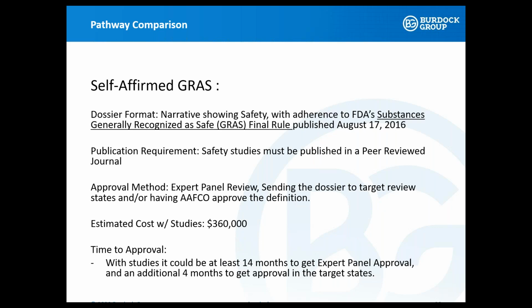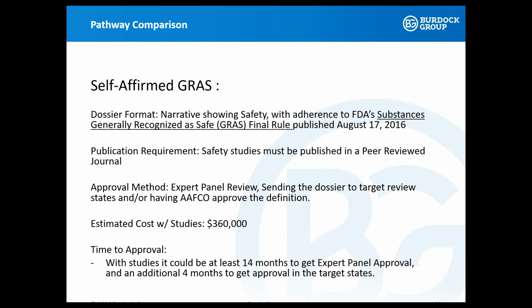Anyway, self-affirmed GRAS, that's another section of GRAS. So what I mean by self-affirmed GRAS, as opposed to a CVM notified GRAS, is that self-affirmed GRAS is the GRAS that you do not send to the FDA and you keep it. You don't notify the FDA, you just have the expert panel review it. So the dossier format is a narrative showing safety with adherence to the FDA substances generally recognized as safe final rule, published August 17, 2016. Excuse me. And unlike FAP, you have to publish your studies in a peer-reviewed journal.